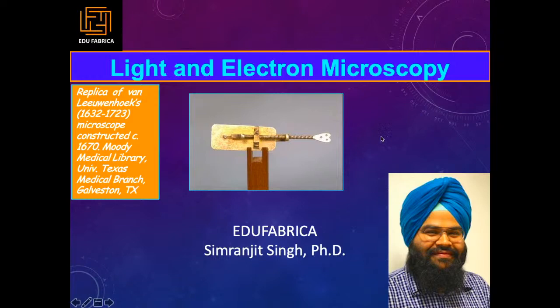So light and electron microscopy. Basically, microscopy is made up of two types, it has been divided into light and electron.